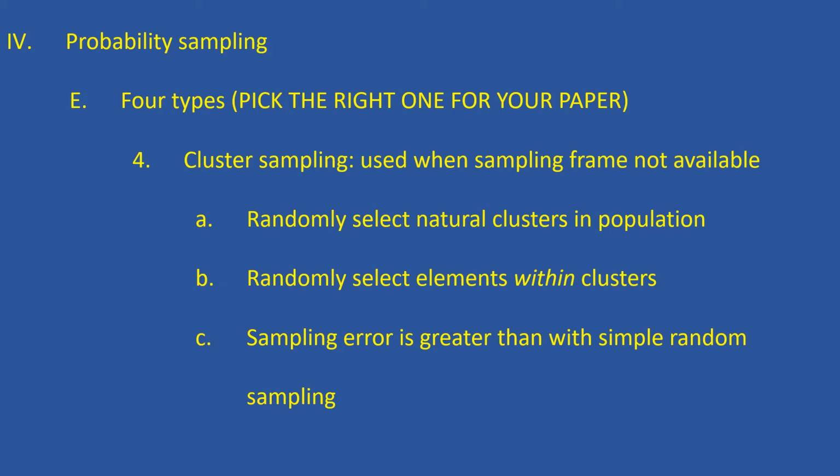And then maybe a third stage, you'd randomly sample houses or households in those neighborhoods. But think of cluster sampling as multi-stage, because it almost always is. Now, the sampling error is greater than with simple random sampling, but for so much research, sometimes you just do the best you can. So much research.